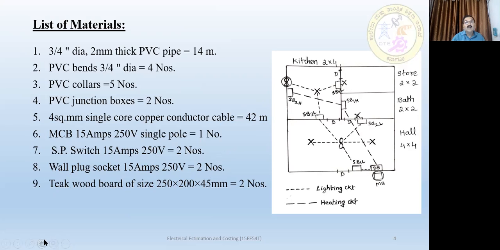Next one, Teakwood board. 9th one, Teakwood board of size 250 by 200 by 45 mm. So for SB1 and SB2, you just observe the size here. So we need to fix one switch and one socket. So this much size is required for accommodating one switch and one socket. So we need two number of switchboards.